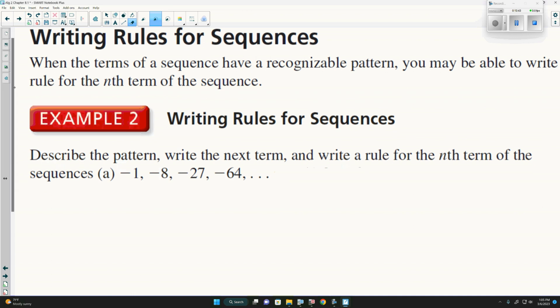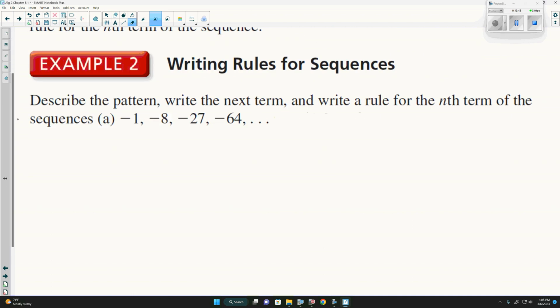Now, we can write a rule for the sequence. So if we look at the pattern, we can write a rule for it. Normally when we do this, we need to look and try to see how the numbers themselves in the sequence relate to each other and work together, as well as how they connect with their order in the sequence. So -1 is our first term. -8 is our second. -27 is our third. -64 is our fourth.